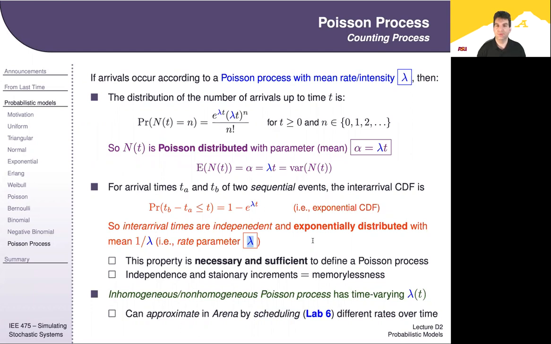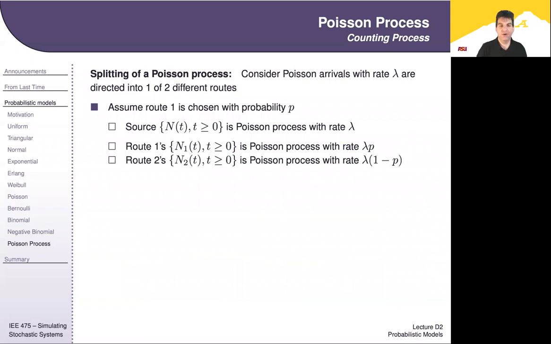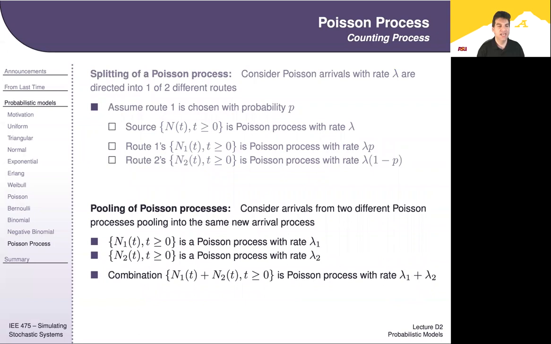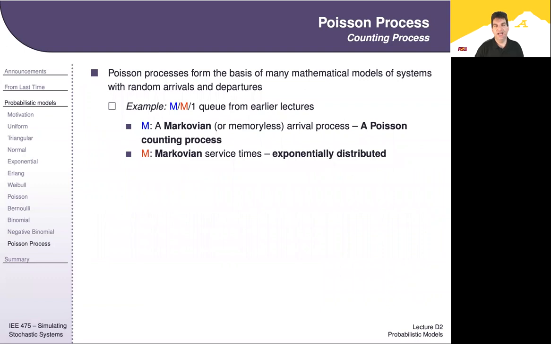All right, so that's a slightly more advanced topic, but that may become more important to you, and we will work with scheduling in future labs. I'm not going to go through this here for time, but there's a lot of really cool properties of Poisson processes, splitting and pooling or merging. These are things that you may have seen in 470. You may see again if you do a lot of study of queuing processes, queuing networks, and so on.